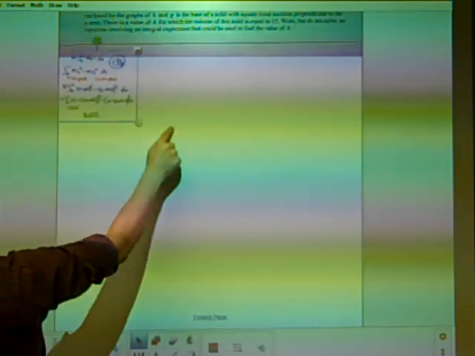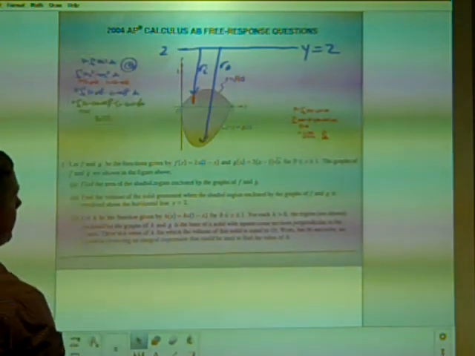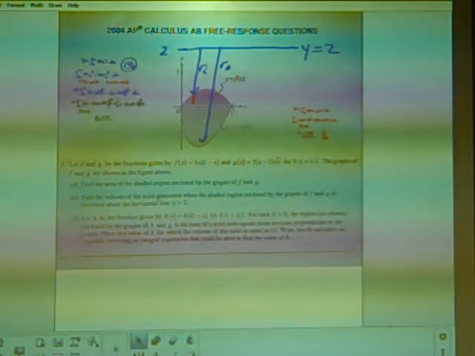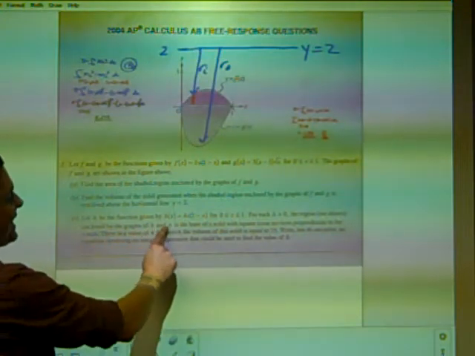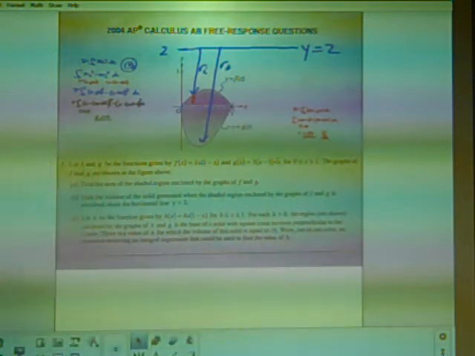So if I shrink that down, and I'll stick that up here. Letter C says, let h be the function given by h of x equals kx times 1 minus x from 0 to 1, for k greater than 0. The region not shown, so there's no picture of this, the region enclosed by the graphs of h and g is the base of a solid with square cross-sections perpendicular to the x-axis. There's a k value for which the volume of the solid is equal to 15. Write, but do not solve, an equation for the integral expression.